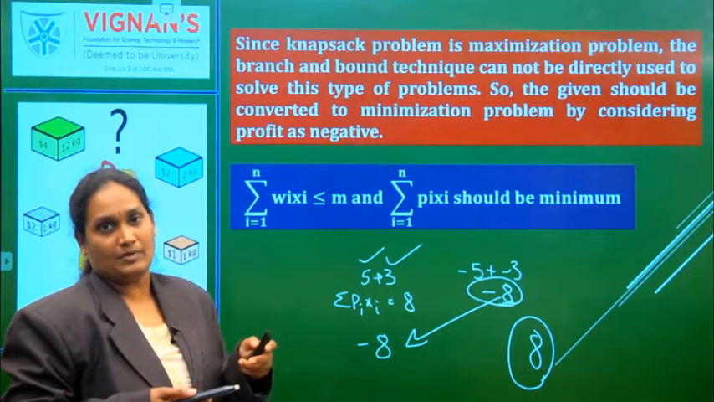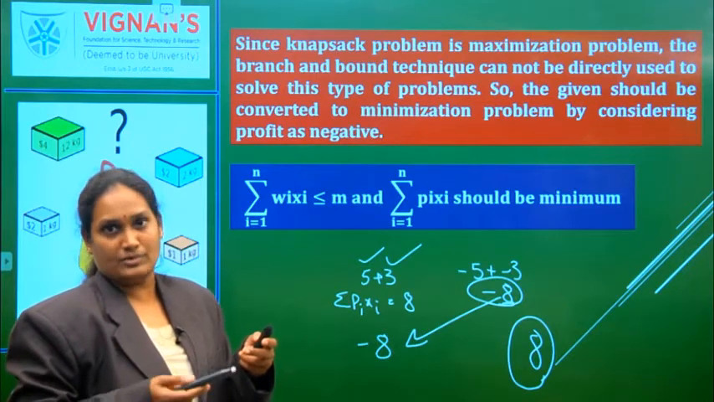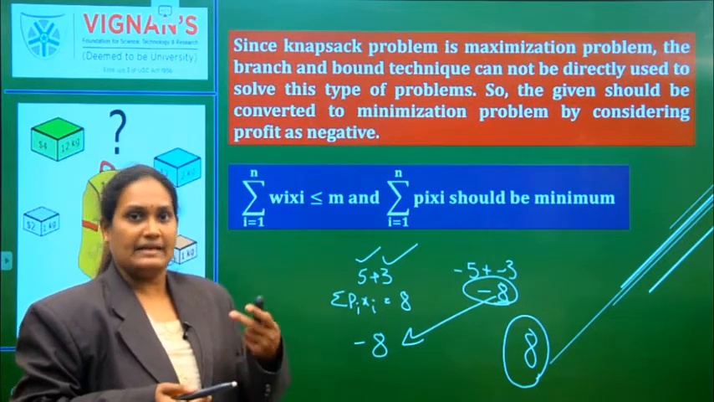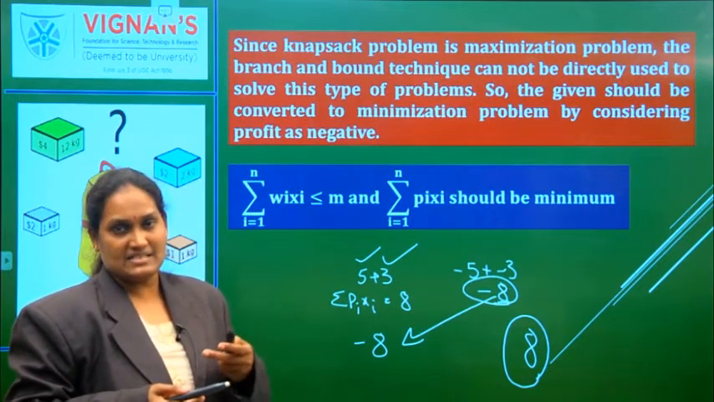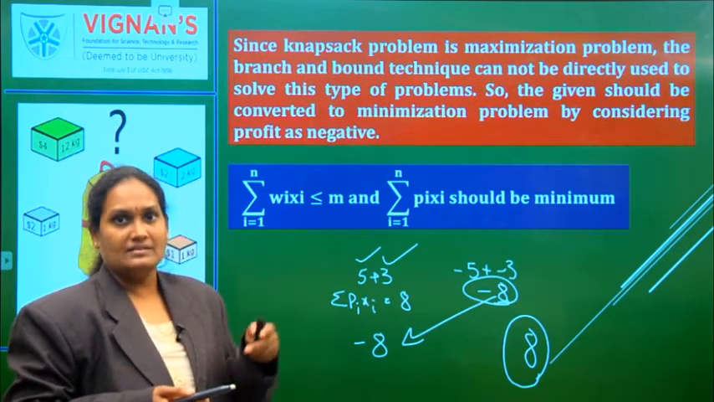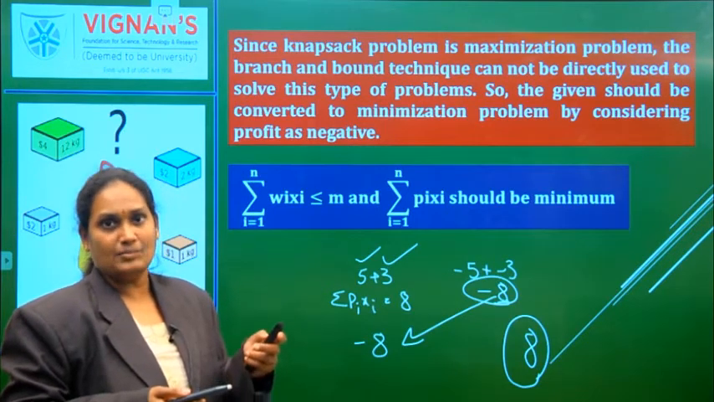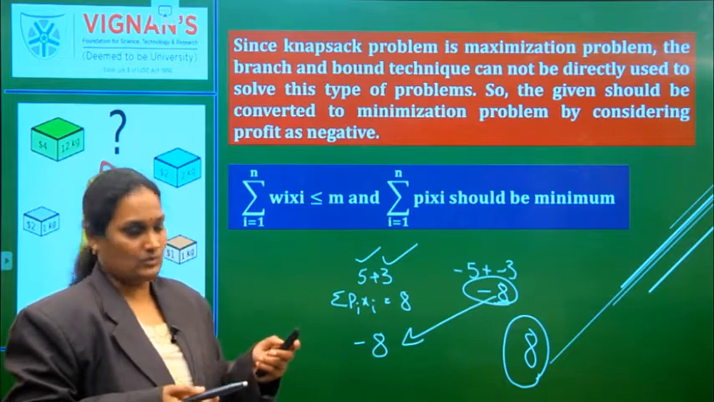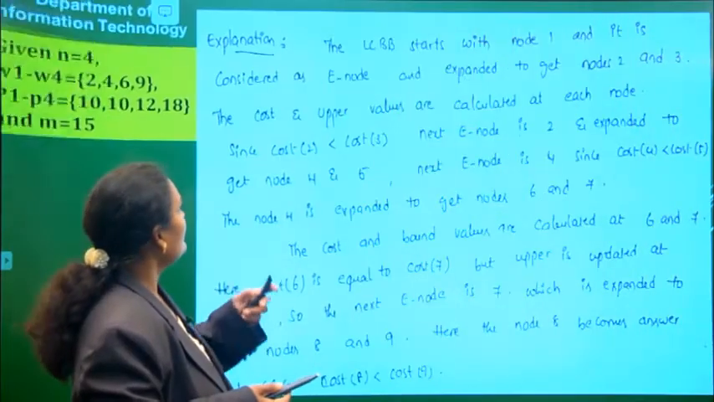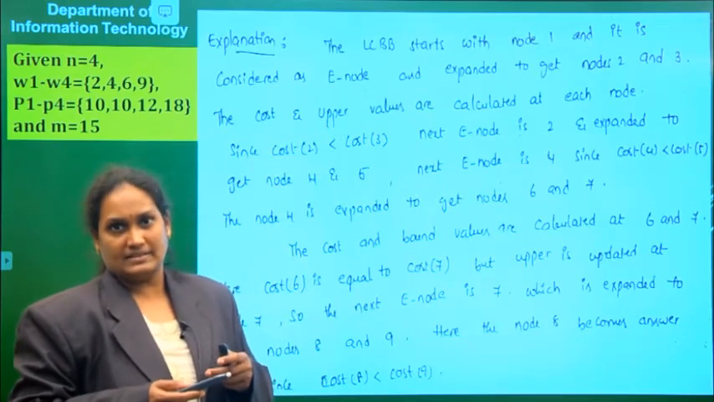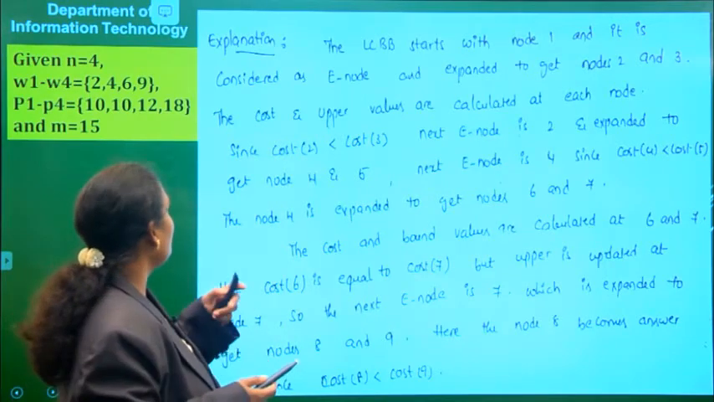In any method, whether the FIFO, LIFO or LC method, we need to convert the maximization problem into a minimization problem by taking the profit values as negative. Right. Let us see how to solve the problem in the least cost method.